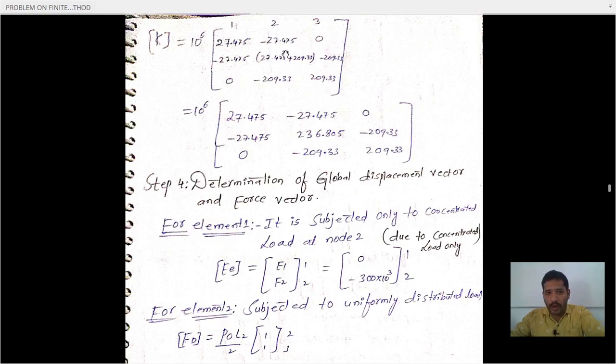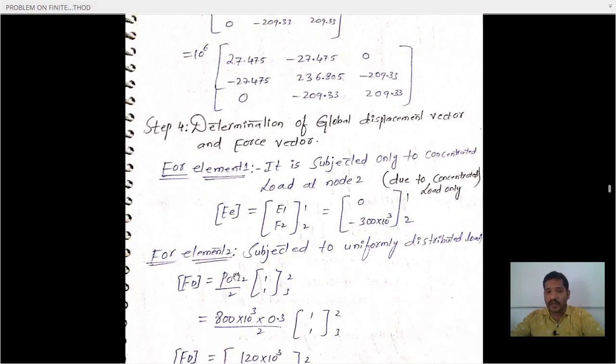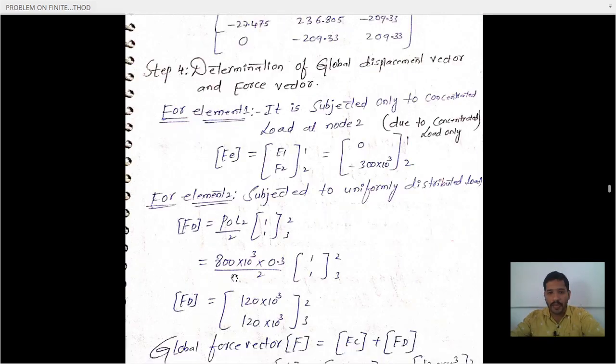But in the middle point, you just need to add both values, 27.475 plus 209.33. If you add, then you will get the value 236.805, and this value should be minus 209.33. This value should remain the same. After getting the global stiffness matrix, we need to find out the global displacement vector, as well as the force vector in the force step.